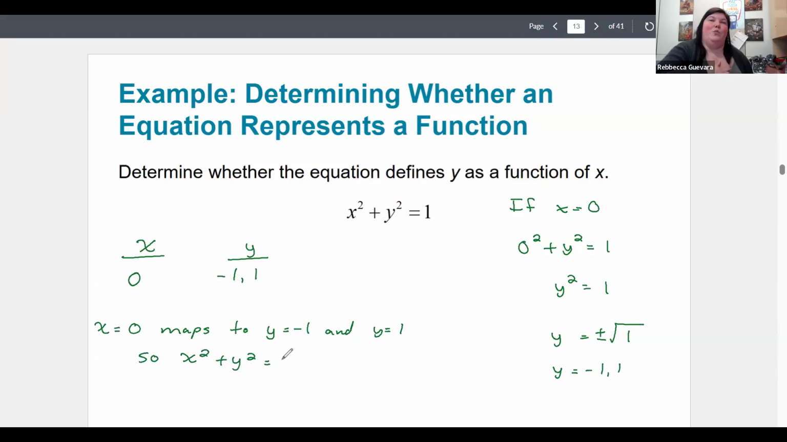So all I have to do is find one place where this happens where I could put in one value for x and x does not give me just one y value. That's when we know it's not going to be a function. So x squared plus y squared equals 1 is not a function. And if you want to know the graph for this, it's actually a unit circle.